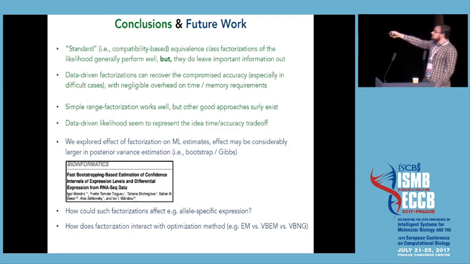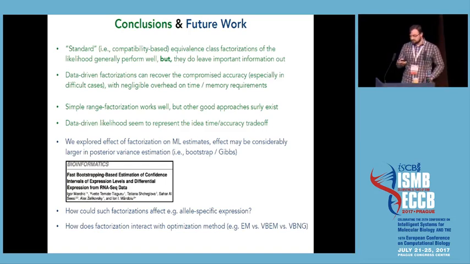And there are some interesting things that we're looking at in future work. We explored here how well it affects maximum likelihood estimates. But a trend that's been around for a while, MM-Seq does this, and now Callisto and Salmon do this, is estimating variance. So we're interested in seeing how this affects the estimate of the posterior variance. We're interested in looking at how such factorizations could affect things like allele-specific expression, and also how it interacts with different optimization methods. Here everything was the EM method, but there are other methods that have been shown to work well for RNA-Seq, like variational Bayesian EM and the variational Bayesian natural gradient approaches. So we're interested in looking at those combinations.